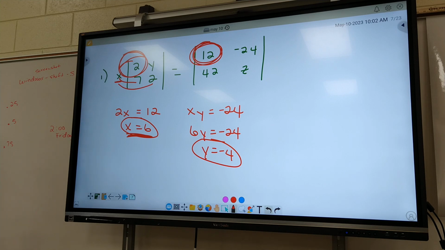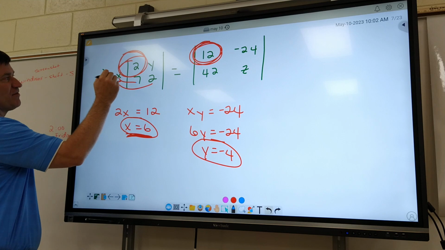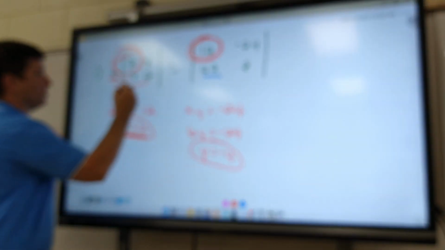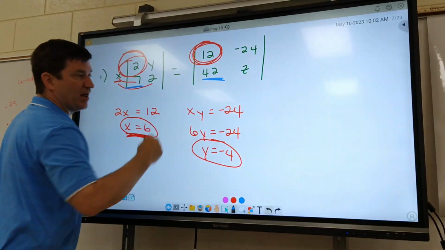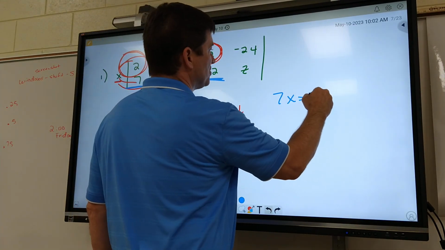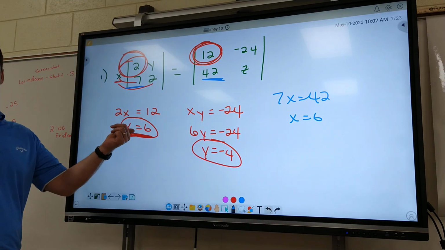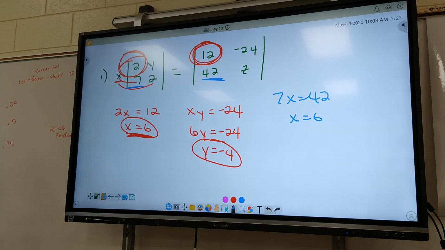Not really. All right, watch this, Matthew. Now we're going to do x times 7 is 7x, and it's going to equal that spot. Look, the bottom left equals bottom left. So 7x equals 42. You divide, x equals 6. Well, look, we already knew x was going to equal 6 anyway. You could have really skipped that.